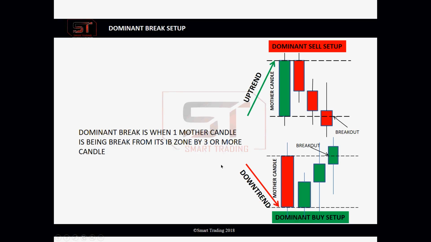Alright, so it's the same here as well for downtrend. This is the huge sell candle, opens at the top, closes at the bottom, and then right after that there's 3 candles or more that manage to break the IB zone. So this is what we call a dominant buy setup. Okay, so it's very important. It's 3 or more. If it's less than 3, it's 1 versus 1 or 1 versus 2. That's an engulfing setup.